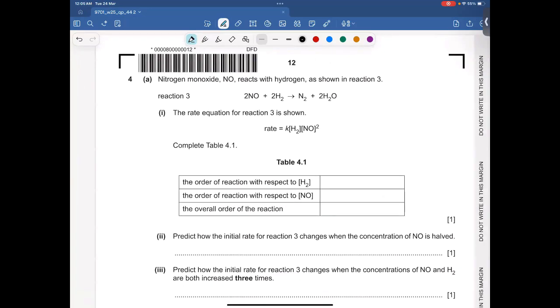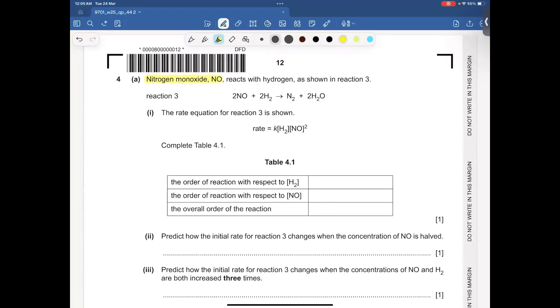Question number 4. Nitrogen monoxide reacts with hydrogen as shown in reaction 3. So 2 moles of NO reacting with 2 moles of hydrogen converting into product. So the molecularity of this reaction is 4. And molecularity means total number of molecules involved in the reaction.